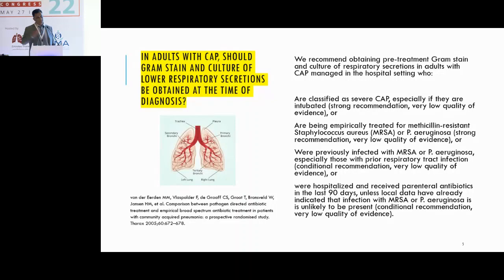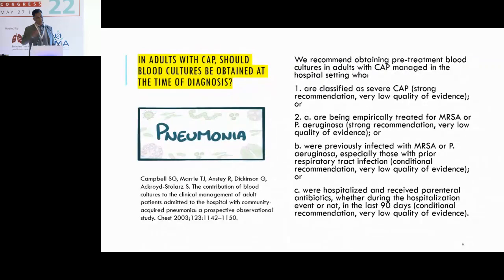But they recommended that in severe pneumonia, you can go for a culture. If there is identification of MRSA or Pseudomonas consistently, you go for a culture. If previously infected with MRSA or Pseudomonas, go for a culture. And if the patient was hospitalized within 90 days in a care facility or in a hospital, we go for culture. The same applies to blood culture as well. Like severe cases, not every case are we supposed to go for blood culture. In severe cases, when you suspect Pseudomonas or MRSA, or when there is hospitalization within 90 days, we go for culture.